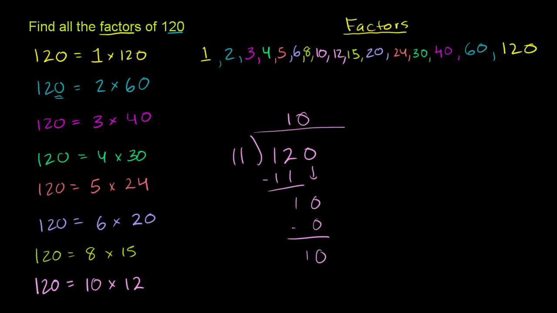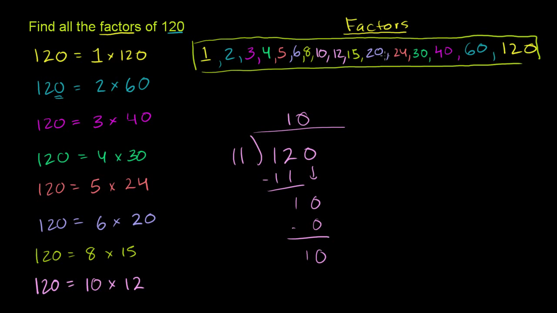So we have all of our factors here. 1, 2, 3, 4, 5, 6, 8, 10, 12, 15, 20, 24, 30, 40, 60, and 120. And we're done.